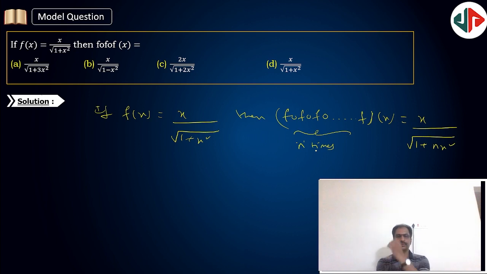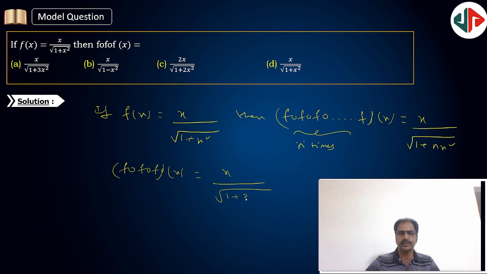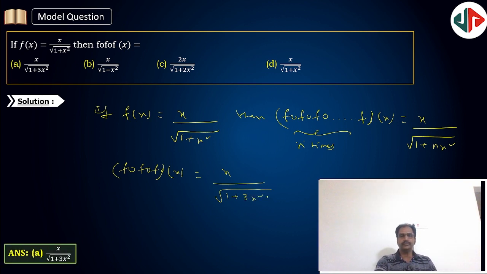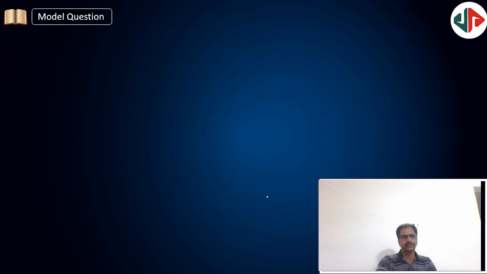So the shortcut formula for this: if f of x is equal to x by under root 1 plus x square, then f circle f circle f circle, how many times is f repeated? N times, of x is equal to x by root of 1 plus n x square. Here f is repeated how many times? 3 times. So what will be the answer? N is equal to 3. Since f is repeated 3 times, the answer will be x by under root 1 plus 3 x square. Option A is correct. So remember that shortcut.